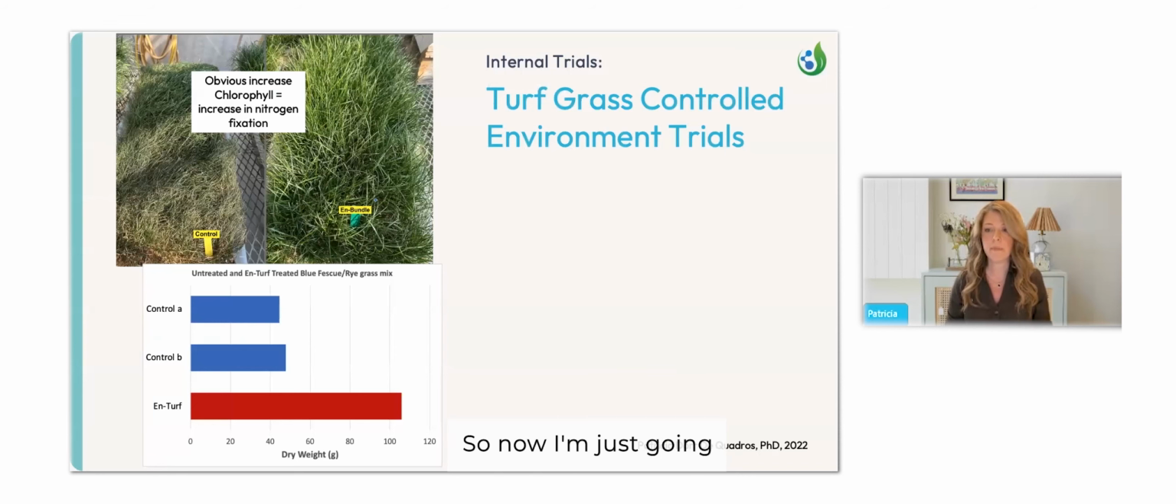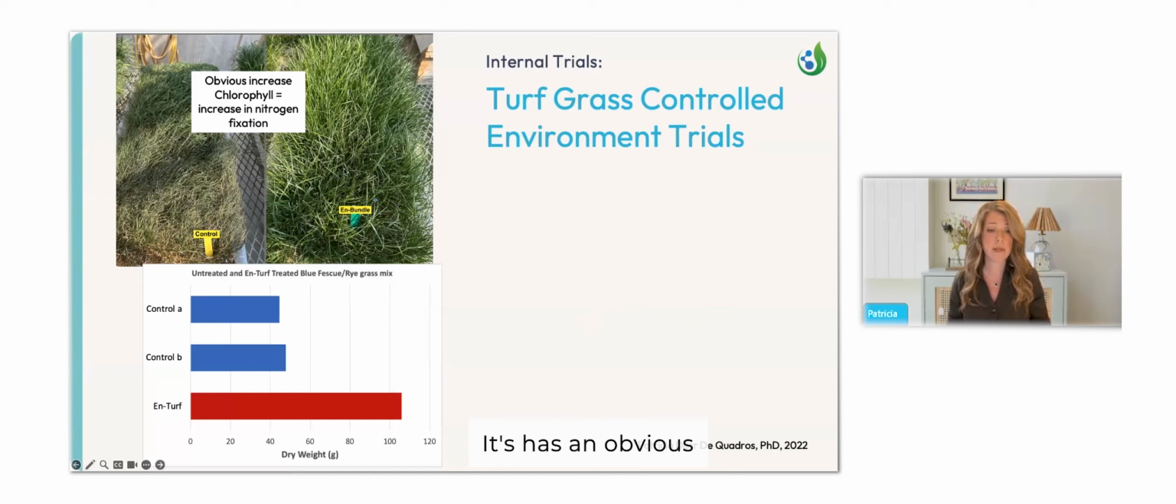Okay, so now I'm just going to go over our internal trials. So here at Earth Microbial, our chief of R&D, Patricia Dorda Quadros, did quite a bit of experiments on different crops, including turf. So here you can see there's a control turf. I believe this is a mix of blue fescue and rye. And so the control had a little bit of trouble. This was not fertilized. And then here you see the N turf.